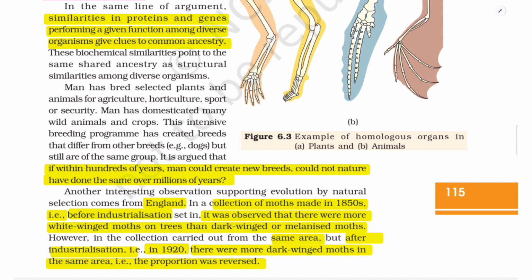Another interesting observation supporting evolution by natural selection comes from England. In a collection of moths made in the 1850s, that is before industrialization set in, it was observed that there were more white-winged moths on trees than dark-winged or melanized moths. However, in the collection carried out from the same area but after industrialization, that is in 1920, there were more dark-winged moths in the same area, that is, the proportion was reversed.